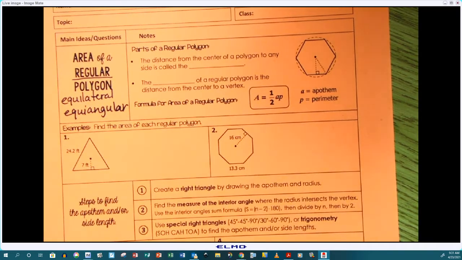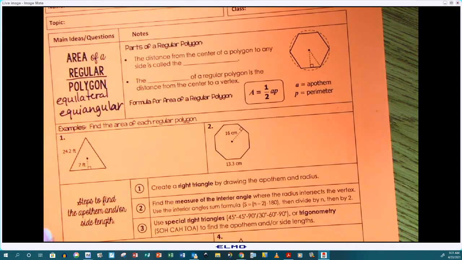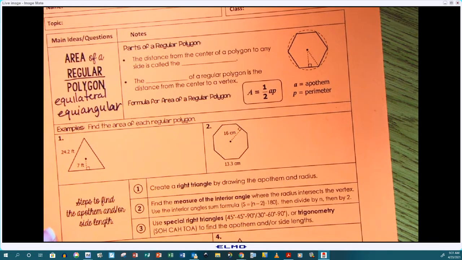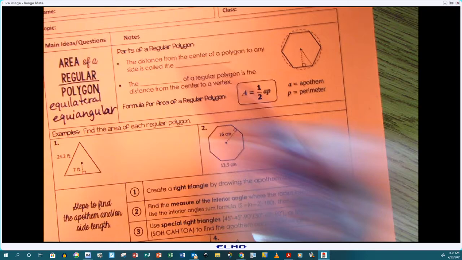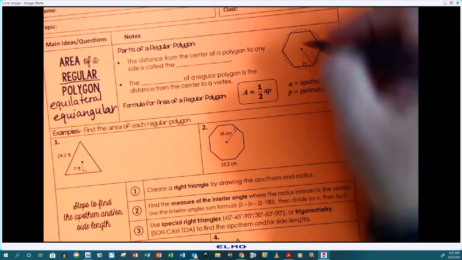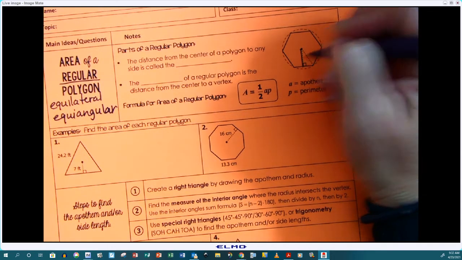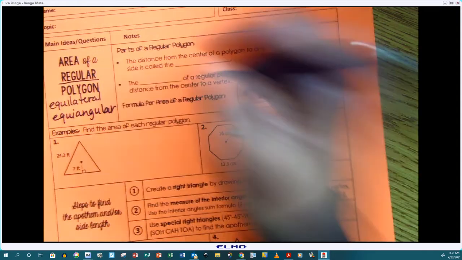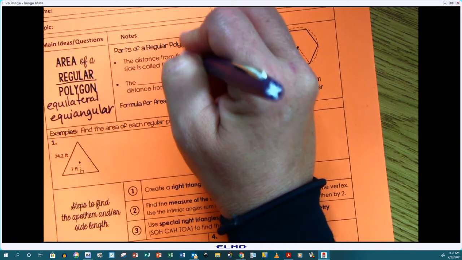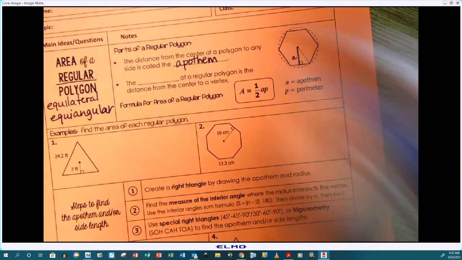Now, there are some terms you're going to hear that are going to be a little different. For example, the parts of a regular polygon. And you need to know these parts because you're going to use them a whole bunch, okay? So the distance from the center to the side, this is your apothem. A-P-O-T-H-E-M, apothem.